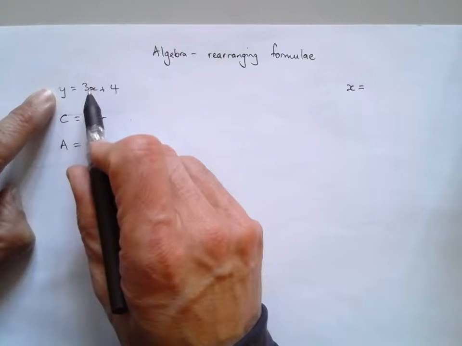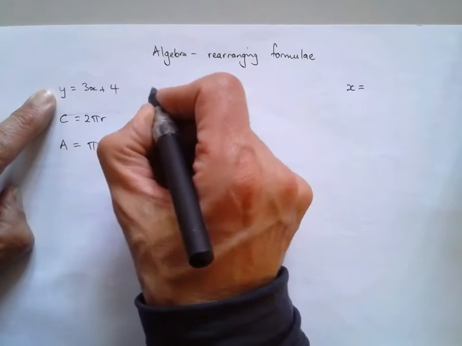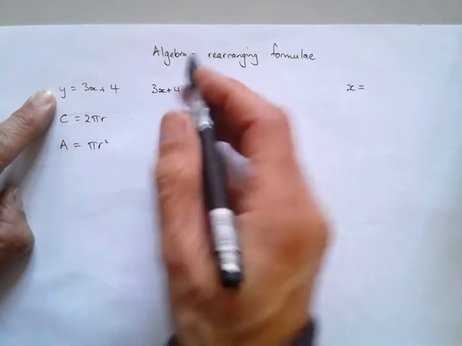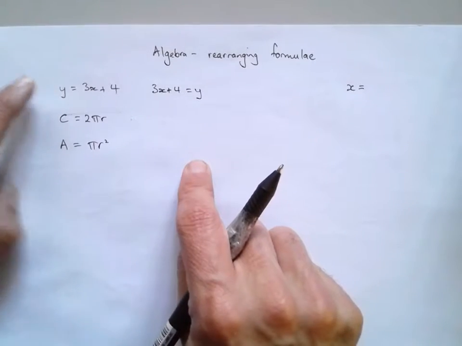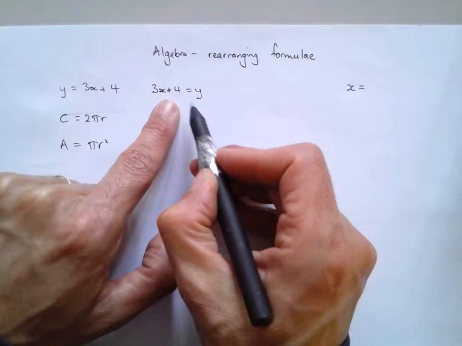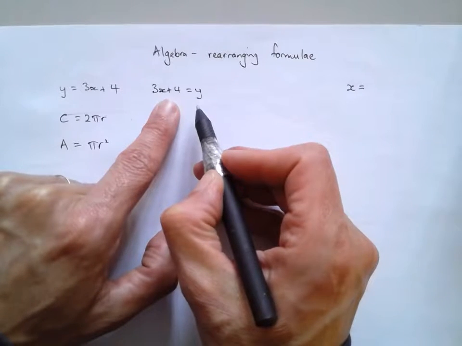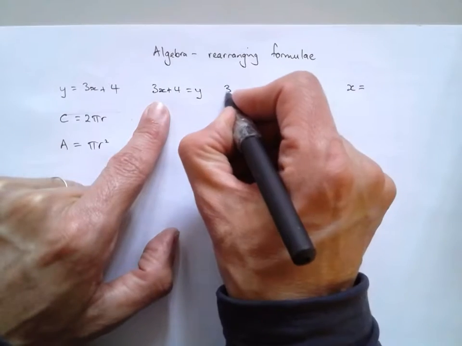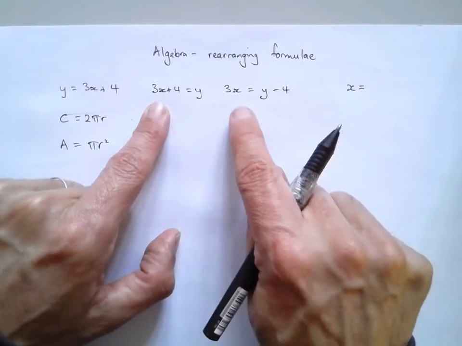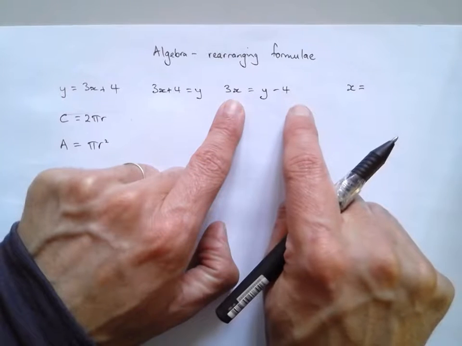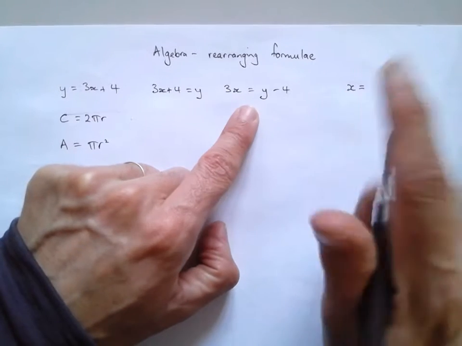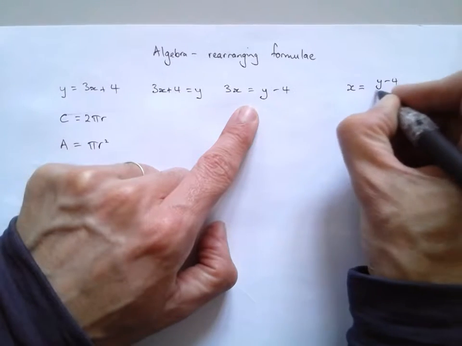So I'm going to take and rearrange this. The first step I'll do is I'll make sure that I've got my x and everything associated with it on the left hand side. Now from here, if I take 4 off each side, the same way as if I was solving an equation, I'll be able to come up with this 3x equals y minus 4. And then if I divide both sides by 3, I'll just have my x. So x will be y minus 4 all over 3.